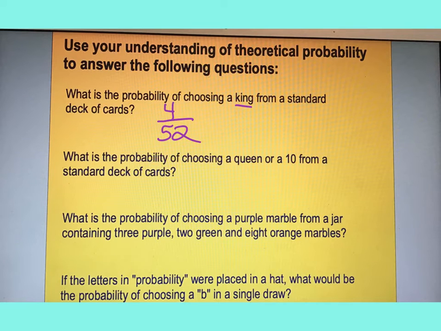Now, we know that we can't leave that because it's even. So we can reduce that. You could just plug that in your calculator. Type in 4, fraction line 52, and the answer becomes 1/13.